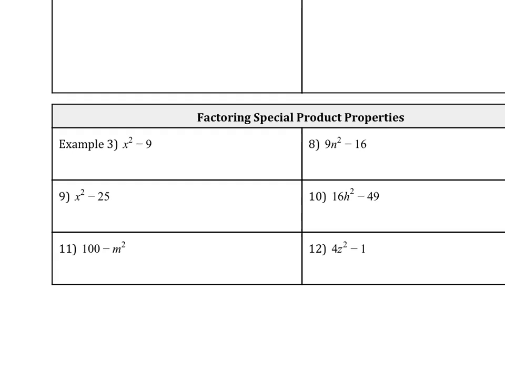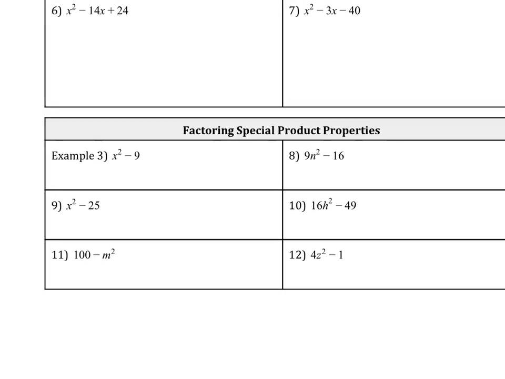Now factoring special product properties. So notice there are no b values in the center. Another thing that you could notice is that we could square root. These are perfect squares here, and so you can think of it as the difference of two squares. If I can square root the front and the back, then I rewrite them. So you square root the front term and then the back term, and then you write a conjugate pair. So they're the same exact terms but opposite signs in the center.